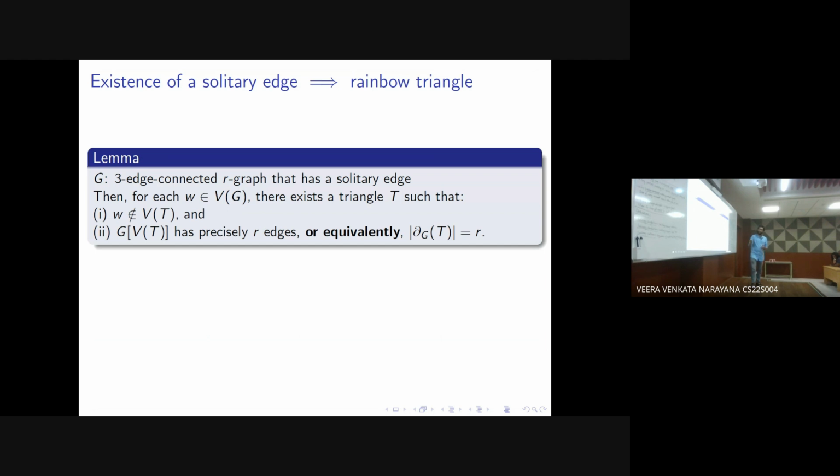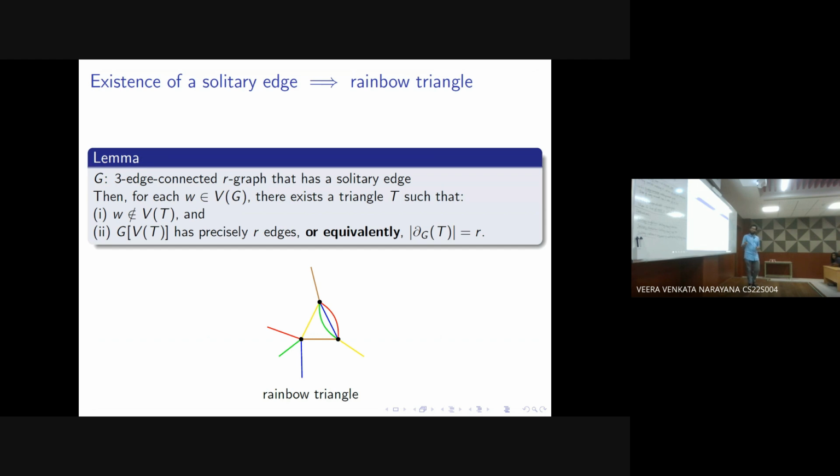So what is this saying? If you take any 3-edge-connected r-graph that has a solitary edge, and if you pick any one vertex, I can show you a triangle not containing that vertex. Here it is, this triangle, such that the number of edges inside this triangle is exactly r. If you take, for example, r equal to 5, the number of edges in the triangle is exactly 5. Therefore, by counting, the number of edges going out from the triangle is exactly 5.